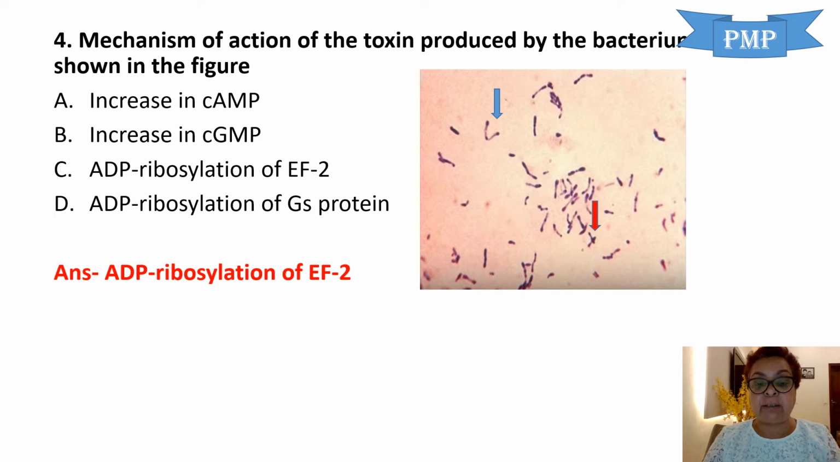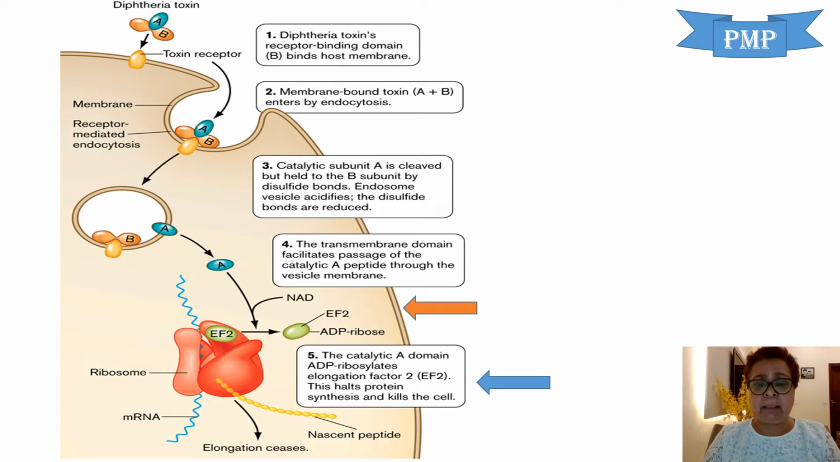So we are being asked, what is the mode of action of diphtheria toxin? Amongst these, the answer is C, that is ADP ribosylation of elongation factor 2. Let's see this diphtheria toxin mechanism of action. Remember, diphtheria toxin is a phage mediated toxin. It's the DNA of the beta phage getting integrated with the chromosome of the bacterium.